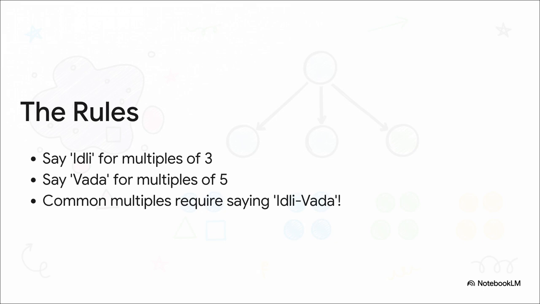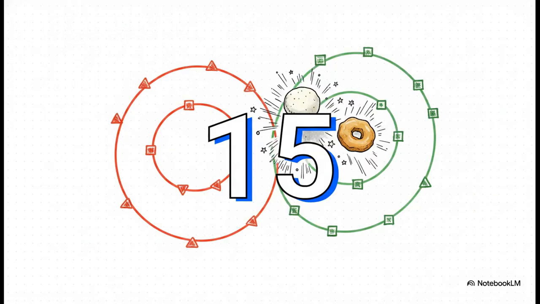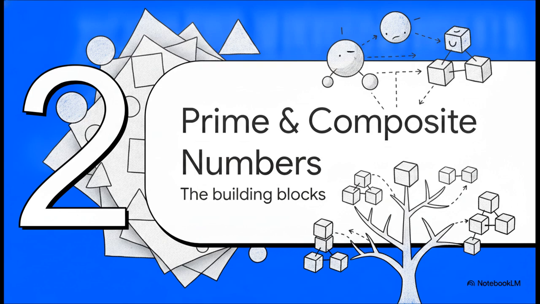We are actively waiting for the very first time these two mathematical patterns collide. When a number is a multiple of both 3 and 5, you've got to shout Idli-Vada. Boom, there it is, 15. 15 is our absolute first common multiple of 3 and 5. It's that magic moment in the circle where the patterns sync up. Honestly, understanding this simple collision of multiples sets the stage for everything else we're going to look at today.